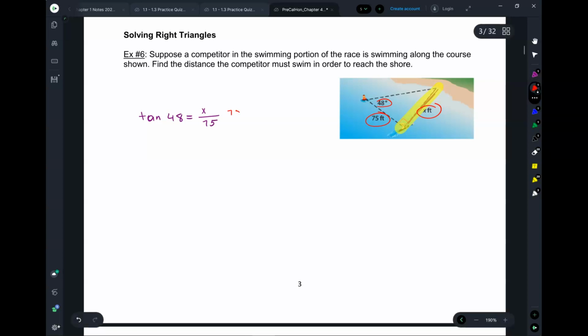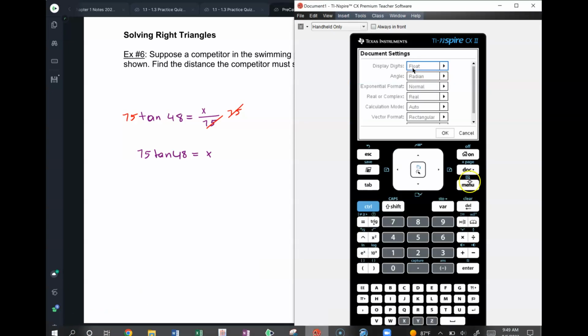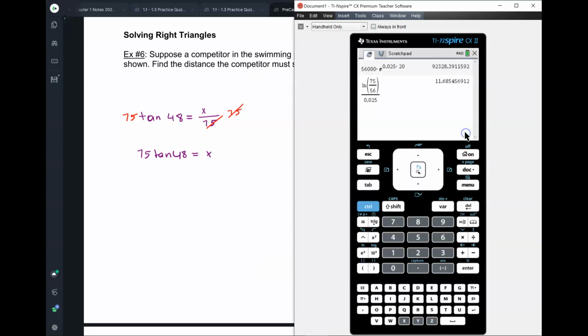Multiplying both sides by 75. 75 tangent of 48 is equal to x. This you need to plug into your calculator, right? So go ahead and take them out. What should the calculator be in for this problem? Radian or degrees? Degrees is right. You guys all know how to switch back and forth? They toggle here if you have the right.